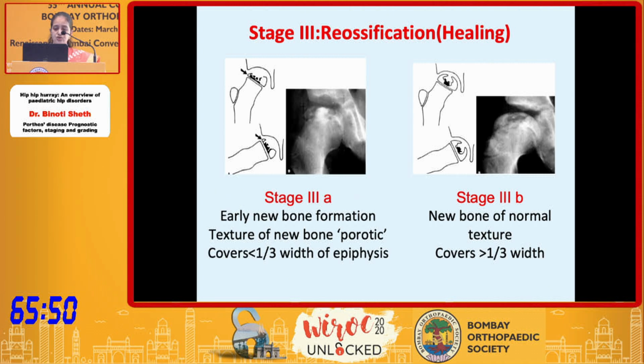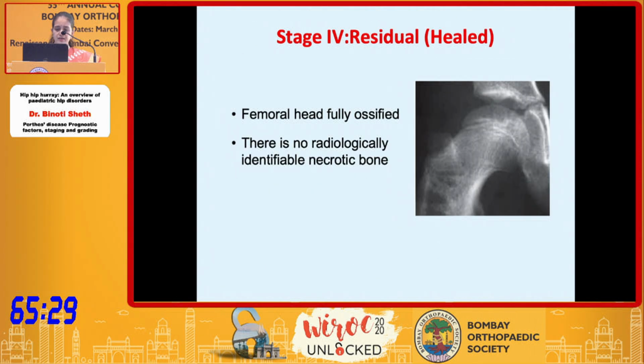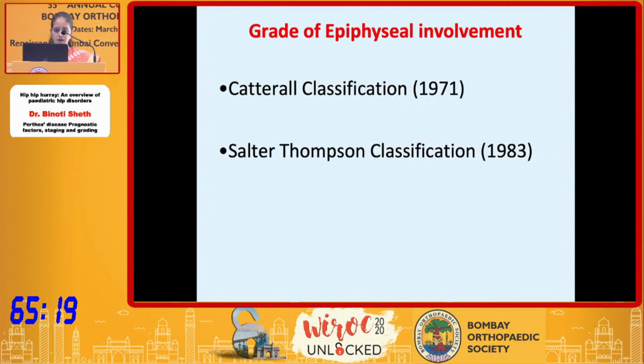Stage 3 is the stage of reossification or healing, where early new bone formation is seen in stage 3A, and the texture of this new bone is porotic and it covers less than 1/3 width of the epiphysis. In stage 3B, the new bone is of normal texture and it covers more than 1/3 of the width. And finally, stage 4 is the residual or healed stage, where the femoral head is fully ossified and there is no radiologically identifiable necrotic bone.